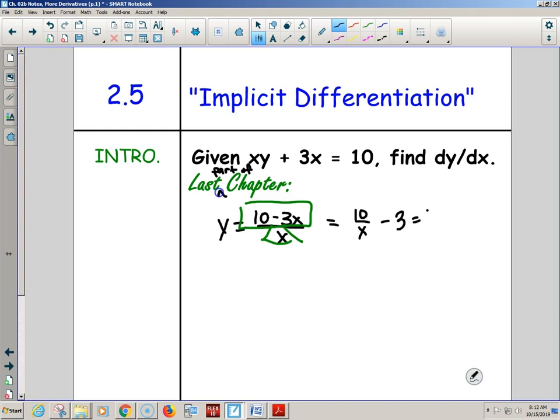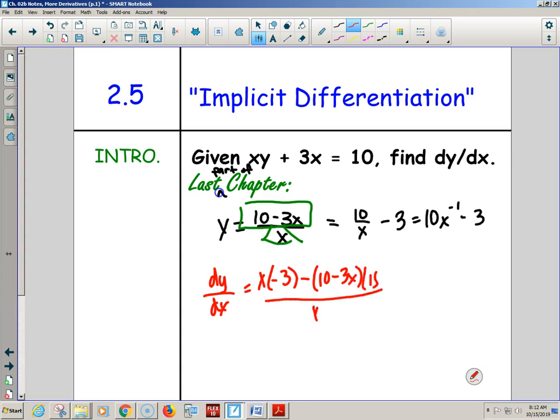Wait, couldn't we have made this? Are you sure the quotient rule was easier? Depends on your brain. Both of them are going to lead you to the same place. I'll show why I think rewriting might have been easier, but that's okay. dy dx is equal to bottom d top, minus top d bottom, over bottom squared. That's a parenthesis, Oliver. Equals negative 3x minus 10 plus 3x.